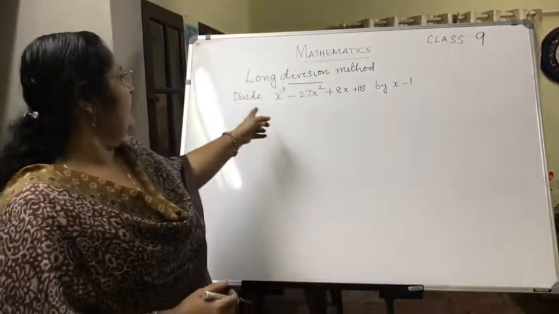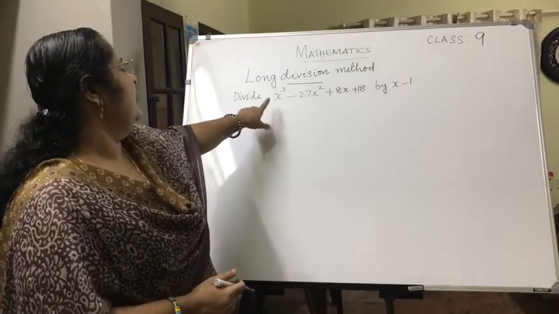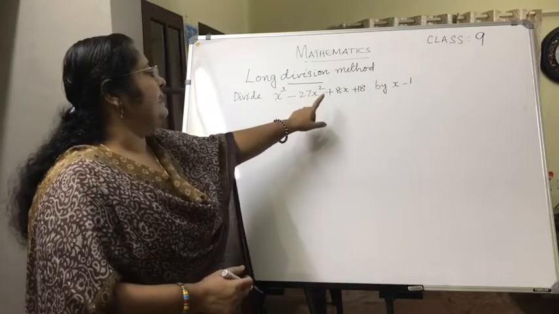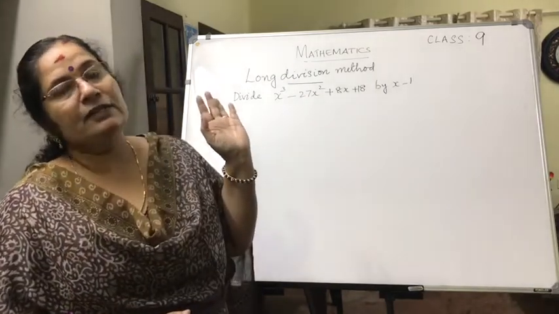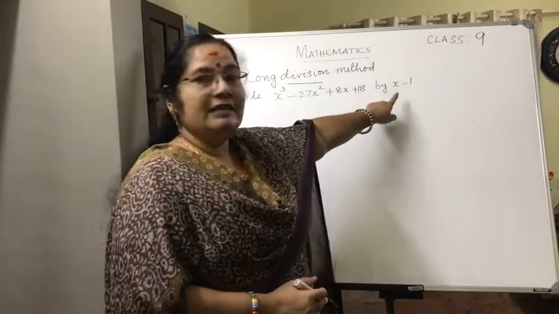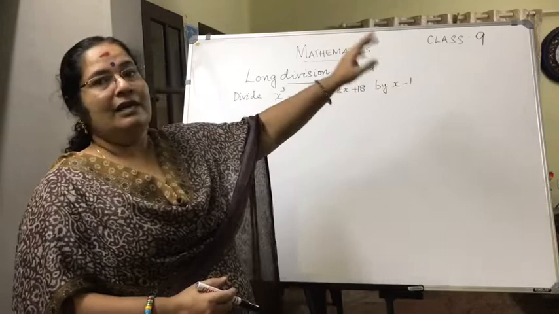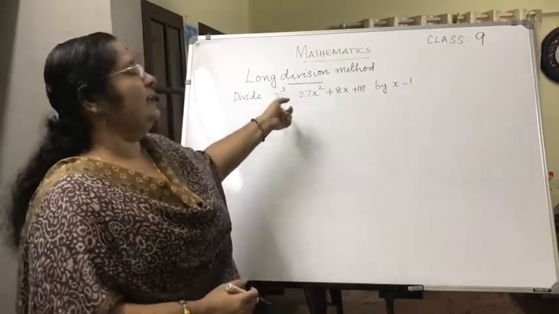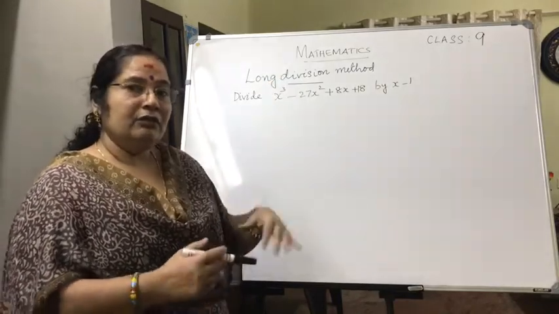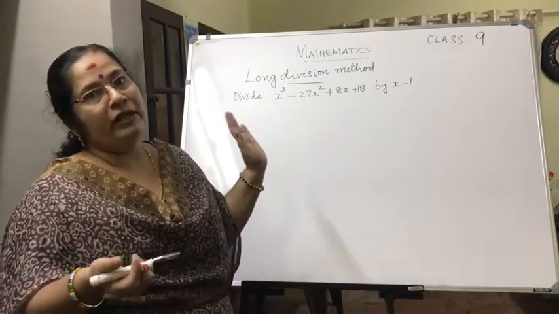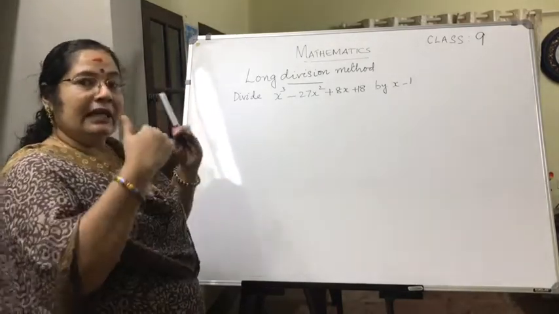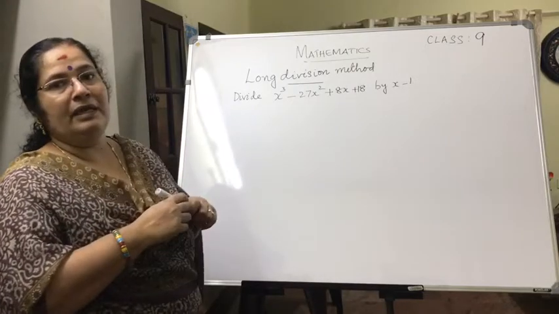So here I've got a question: to divide the polynomial x cube minus 27x square plus 8x plus 18 by x minus 1. By the remainder theorem, how will you do it? You will first find the zero of x minus 1, then substitute that value instead of x in the given polynomial and find the remainder. Now here we are going a longer way, the long division method, like the normal division you do. I'll show you the steps. Carefully watch how the steps are done.